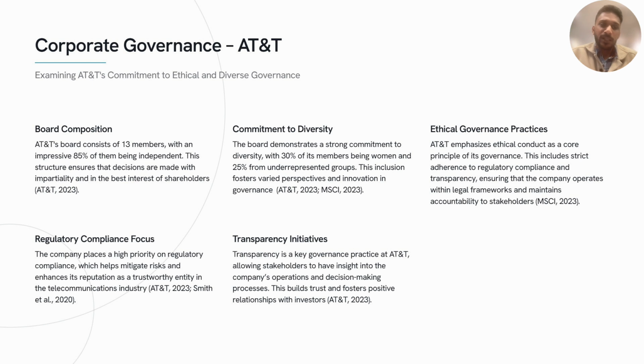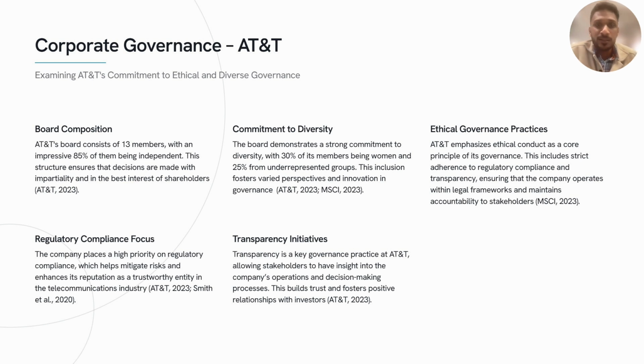The board composition: AT&T's board consists of 13 members with an impressive 85% of them being independent. This structure ensures that decisions are made with impartiality and in the best interest of shareholders. Commitment to diversity: the board demonstrates a strong commitment to diversity with 30% of its members being women and 25% from underrepresented groups. This inclusion fosters varied perspectives and innovation in governance.